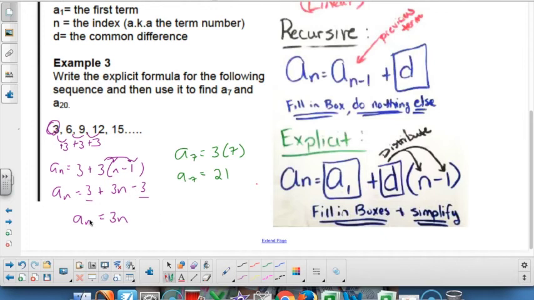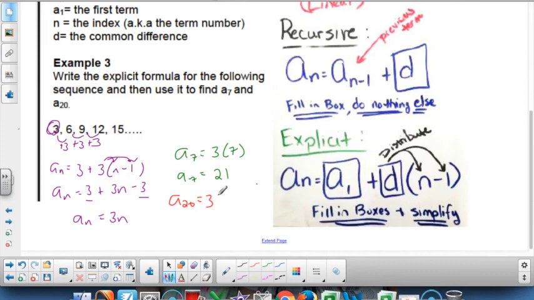So to do that, I'm going to use, again, a sub n equals 3n. So to find a sub 20, I'm going to put a sub 20 equals 3, and I'm replacing my n with 20. I just get to substitute it in. So then 3 times 20 is 60. So that means the 20th term in this sequence, if I were to continue jumping up, would be 60.